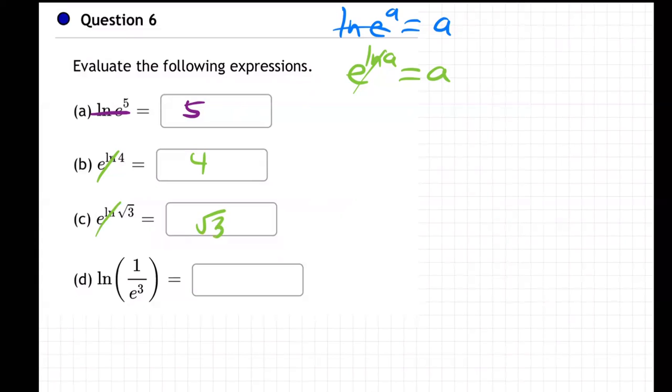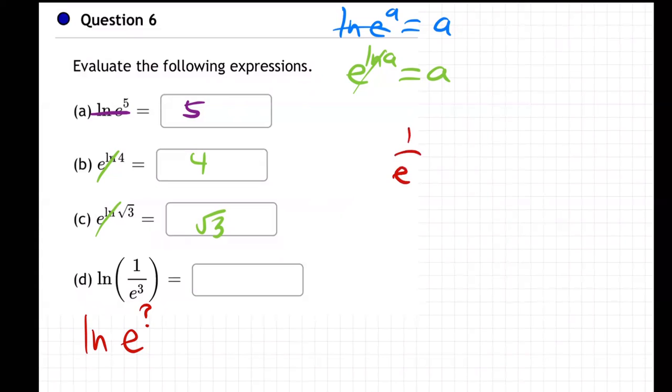Now, the fourth, part D here, is the tricky part. You might think they're just going to cancel each other out. But the problem is, right now, they're not right next to each other. So you've got to get them right next to each other. In other words, you've got to rewrite this as ln of e to some power, and then you can cancel. Well, how do I do that? It's not e to a power, it's 1 over e to the third.